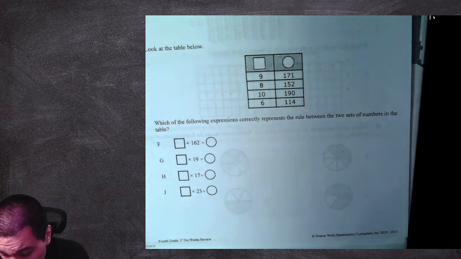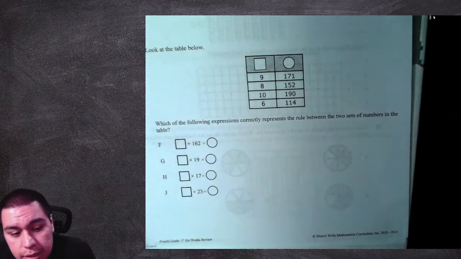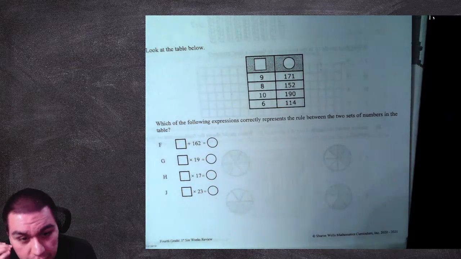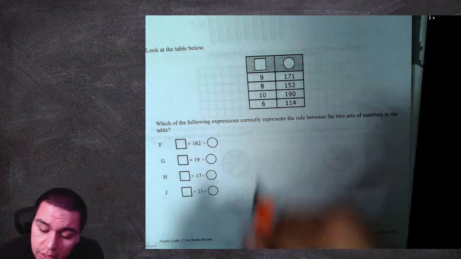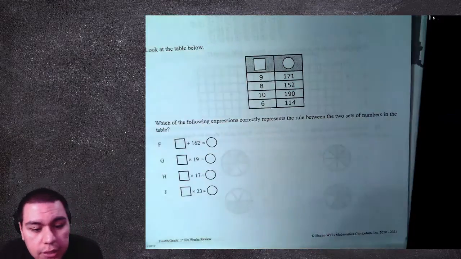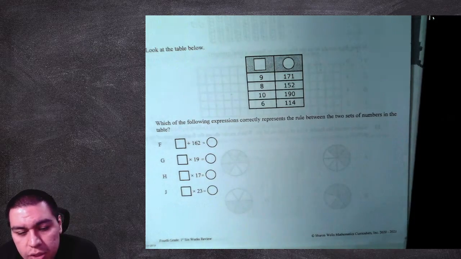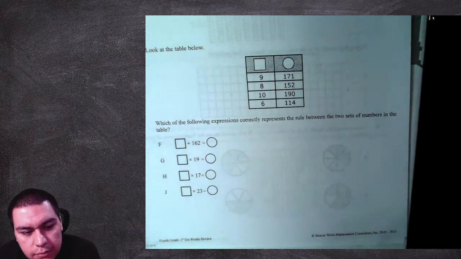Problem 12 has a table for us. Normally they would have input and output, but this time they changed it up a little bit. They put square and circle. That's okay. Using shapes doesn't change anything.